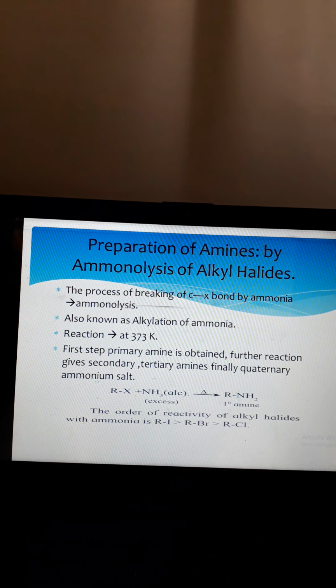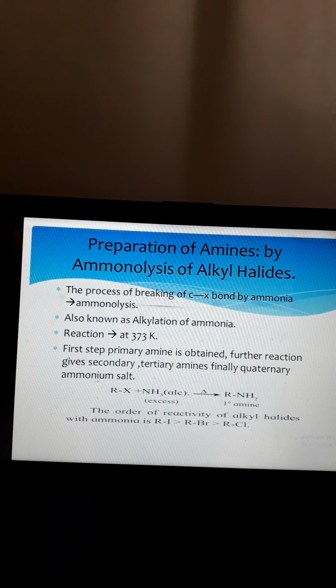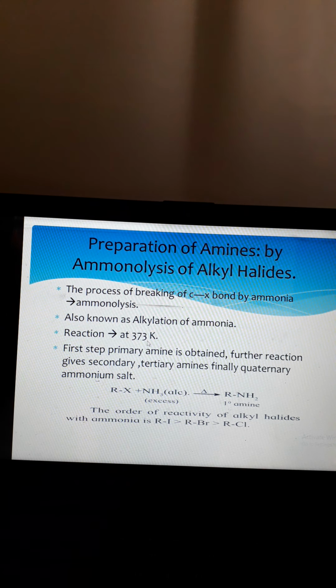You can also call it alkylation of ammonia. Why alkylation of ammonia? Because the R-X bond is broken and the alkyl group is attached to the ammonia. That's why we call it alkylation of ammonia. This reaction takes place at 373 Kelvin. Here, in ammonolysis of alkyl halide, X is represented as the halide group, or we can say the halogen group. Now there are 2 or 3 steps.